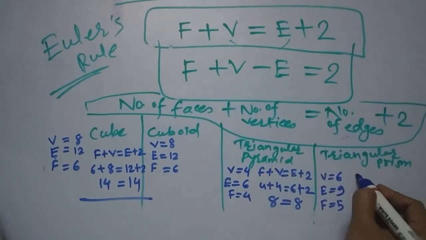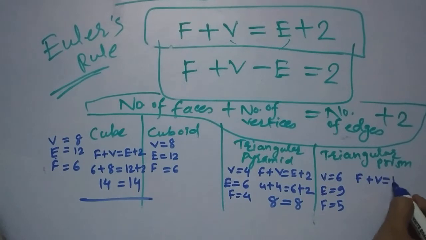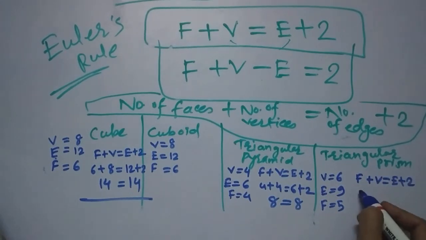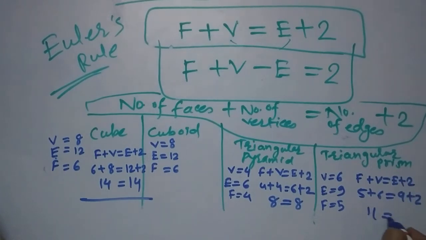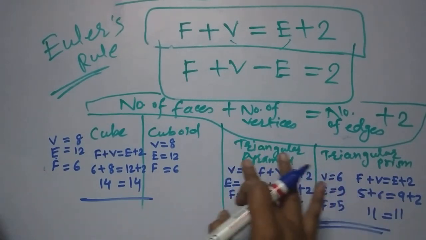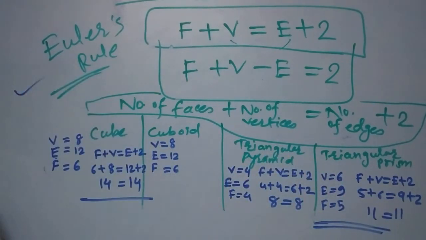Here again you can see F plus V is equal to edges plus 2. So here again you will get 5 plus 6 is equal to 9 plus 2. You will get 11 is equal to 11. So again, for the triangular prism and for all these solids, Euler's rule for the relationship is going to be true.